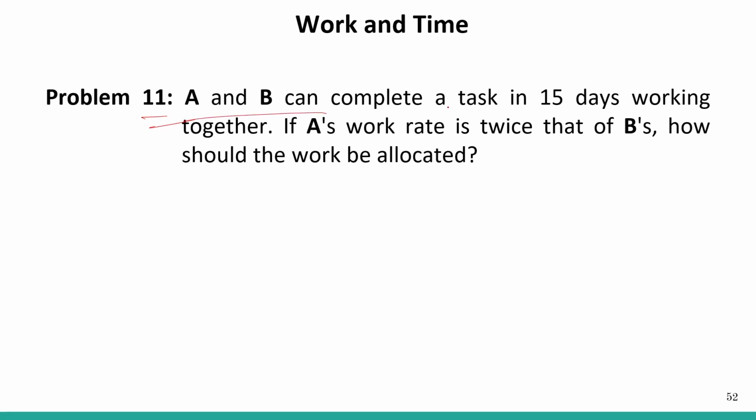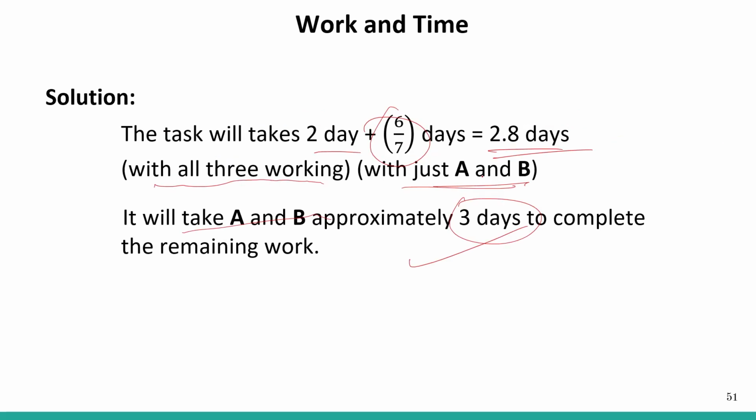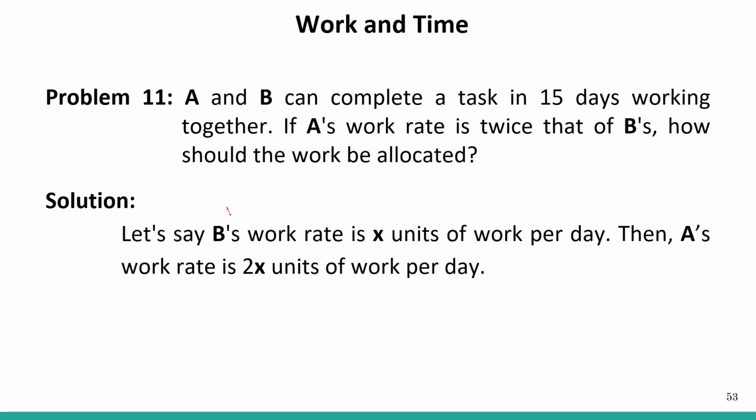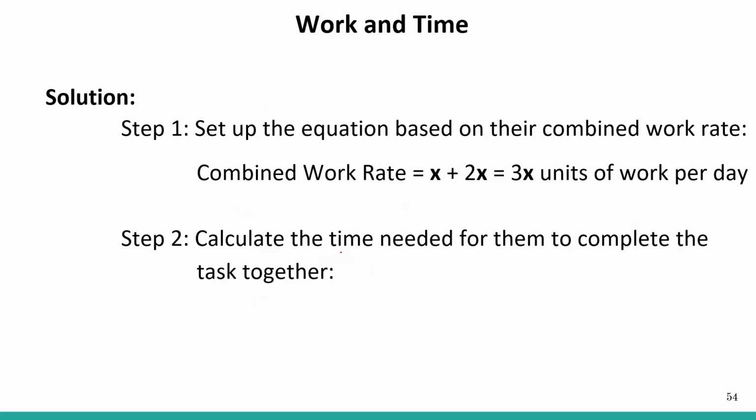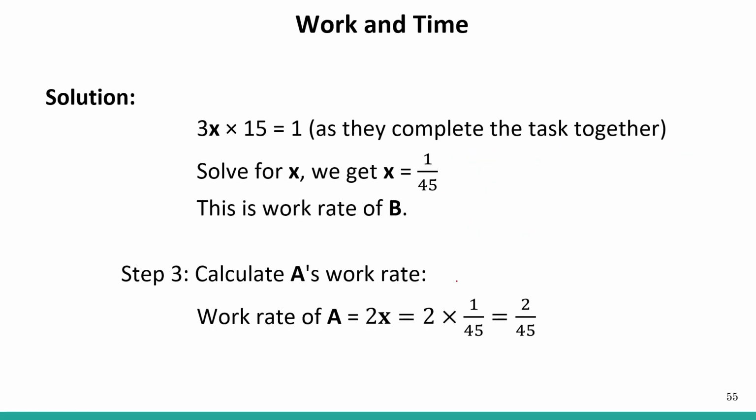If A and B can complete a task in 15 days working together, and A's work rate is twice that of B, how should the work be allocated? Let's say B's work rate is x units per day, and A's work rate is 2x units per day. Set up an equation based on their combined work rate, that is x plus 2x is equal to 3x units per day.